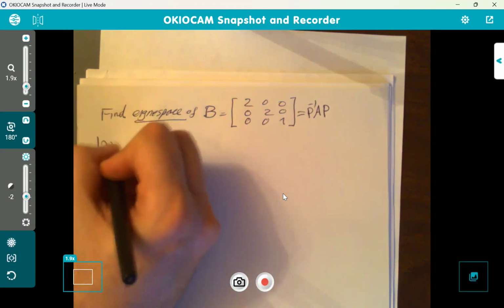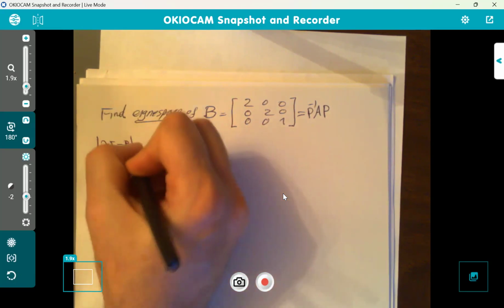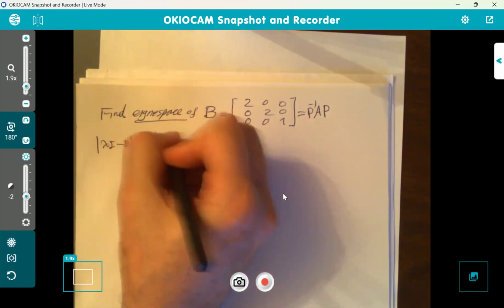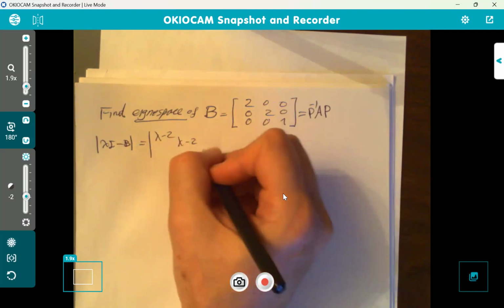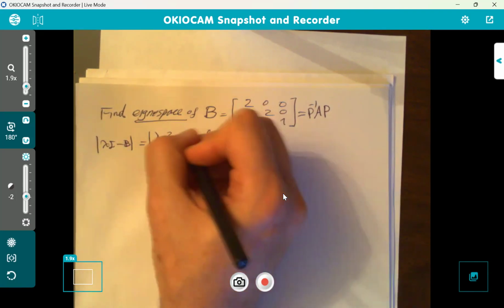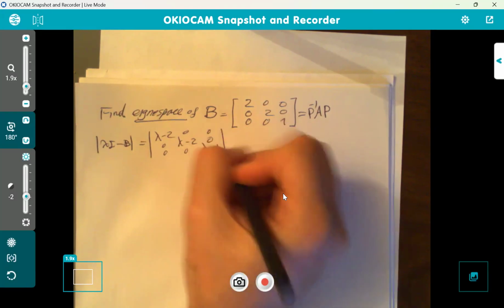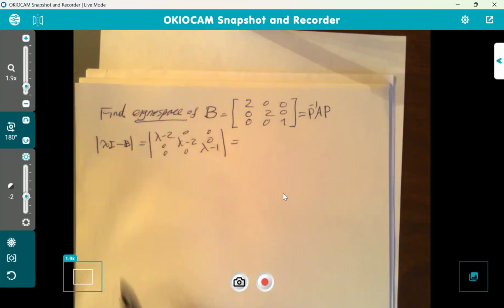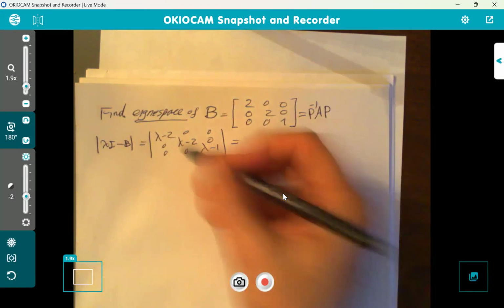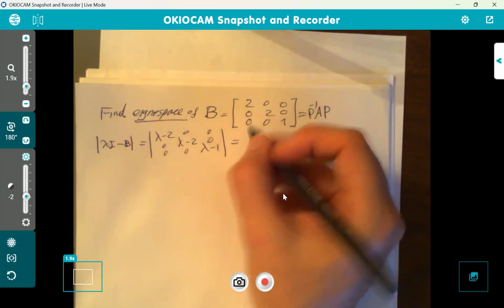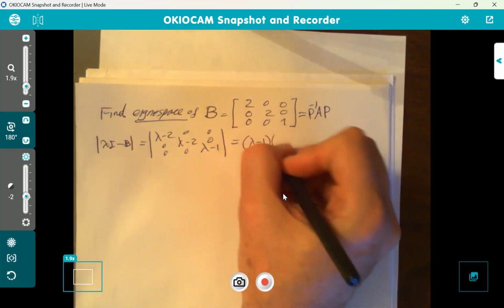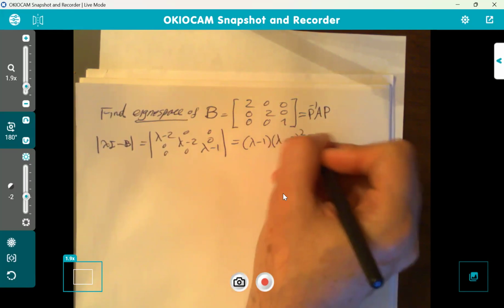For this, we do lambda I minus B. So that means lambda minus 2, lambda minus 2, lambda minus 1 on the diagonal, and 0 everywhere else. This determinant is easy to do, right? You multiply the diagonals because it's a triangular matrix. So the characteristic polynomial is going to be exactly the same as before.